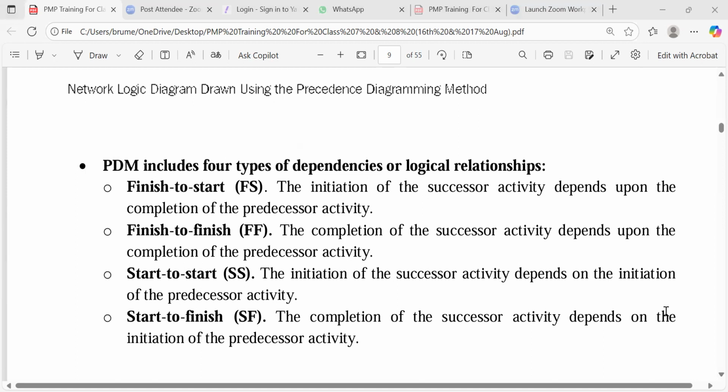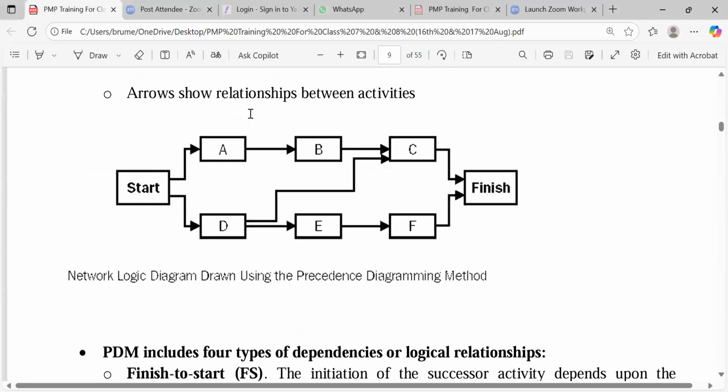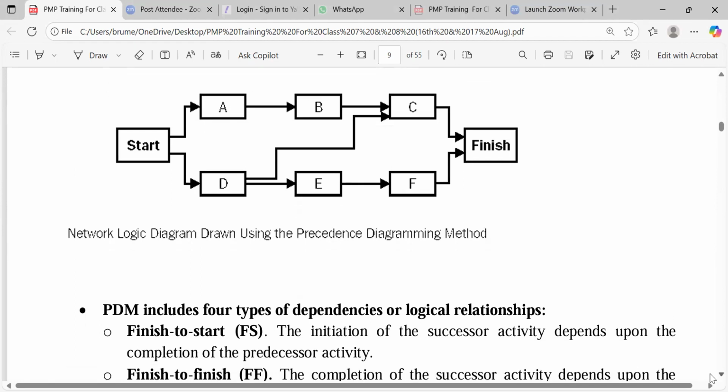So now, I told us about that relationship. We have 4 relationships in the precedence diagramming method. Finish to start relationship: the initiation of the successor activity depends upon the completion of the predecessor activity. That is the relationship between A and B. A must be finished before we start B, right?